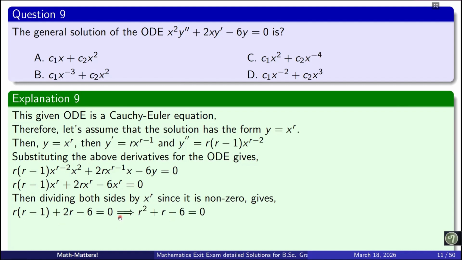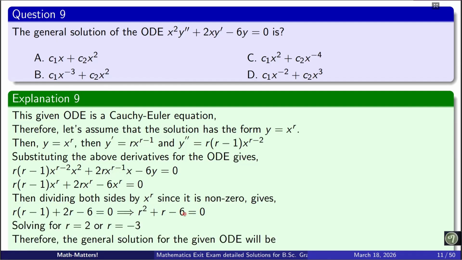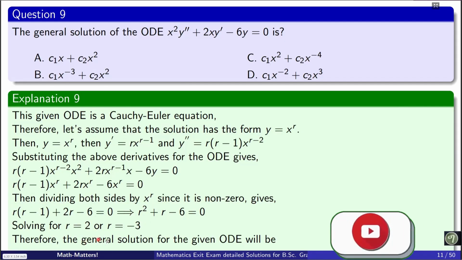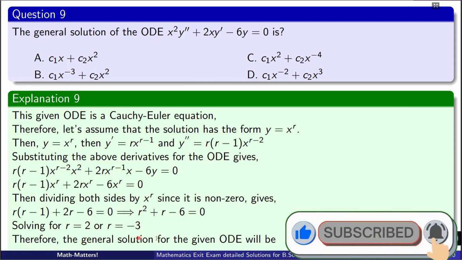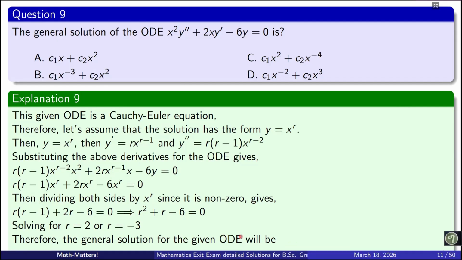Simplifying this, we have r squared plus r minus 6 equal to 0. Solving this quadratic equation, we have r equal to 2 or r equal to negative 3. Therefore, the general solution for the ordinary differential equation is the combination of y equal to x to the power of r whenever r is 2 and whenever r is minus 3.